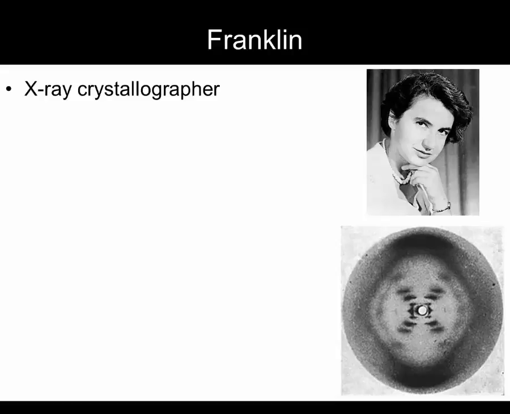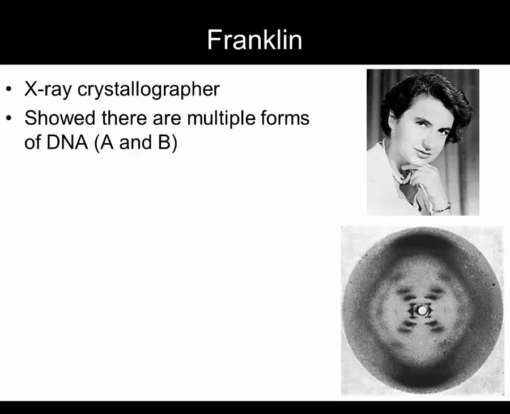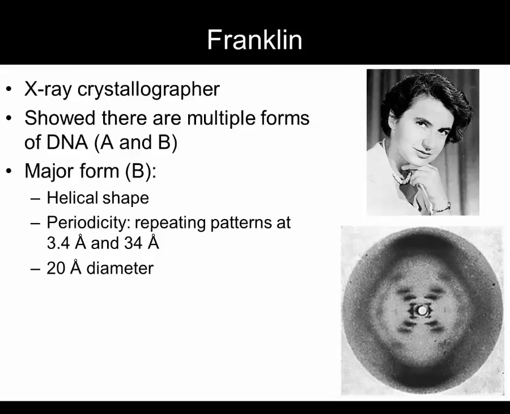These days, powerful computers do the work of interpreting these patterns, but in Franklin's time this was all done by hand. Many people tried using X-ray crystallography to get the structure of DNA, but Franklin was the best crystallographer working on this. She was able to crystallize multiple forms of DNA called A and B. She determined the major form, the B form, had a helical shape, likely 2 helices. She saw the molecule had periodicity, or repeating patterns. One pattern repeated every 3.4 angstroms, while another repeated every 34 angstroms.